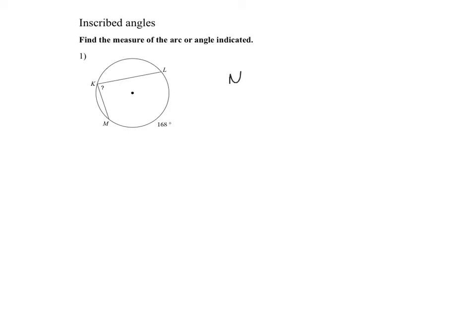So the measure of angle K equals, again, the angle is half the arc. So that means that this one is 168 divided by 2. So I have 84 degrees.